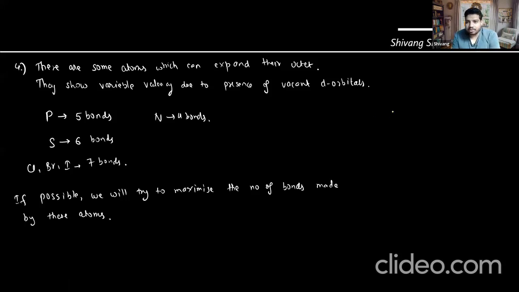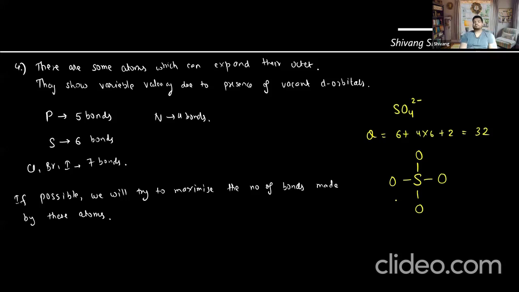Have a look. We'll draw sulfate ion. Okay. SO4 2 minus. Q is going to be 6 plus 4 times 6 plus 2, which is 32. Okay. Then we're going to draw the rough structure. So sulfur, oxygen, oxygen, oxygen, oxygen, like that, right? Rough structure is the most expected structure that you feel is going to be looking like, and that is what we draw here, right?